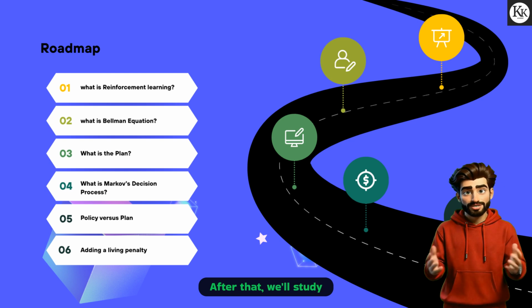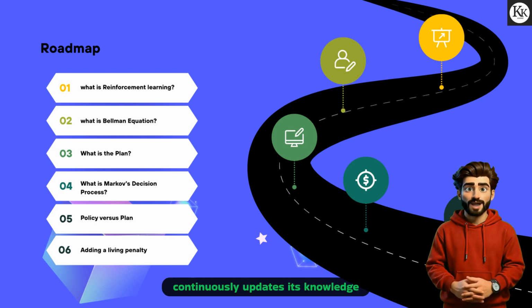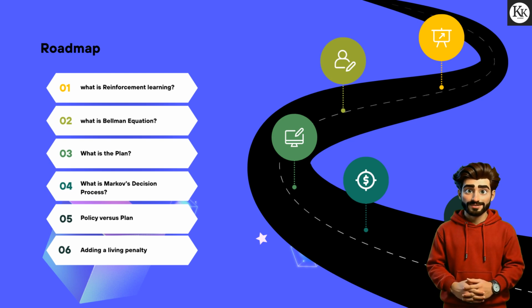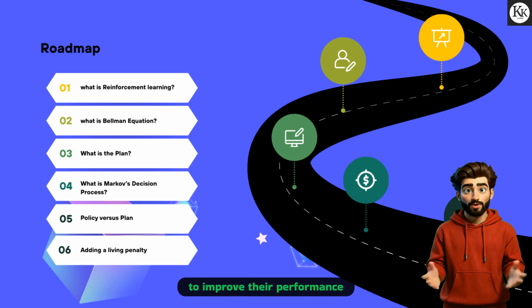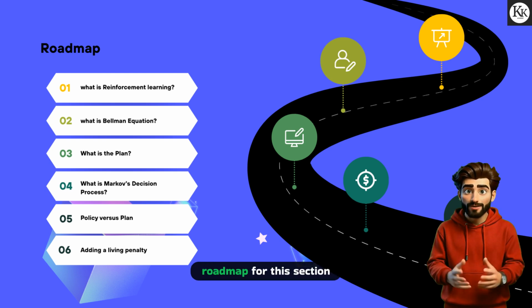After that, we'll study temporal difference learning, which explains how an AI continuously updates its knowledge based on new experiences. This is one of the key ideas that allows reinforcement learning agents to improve their performance over time. So that is our roadmap for this section.